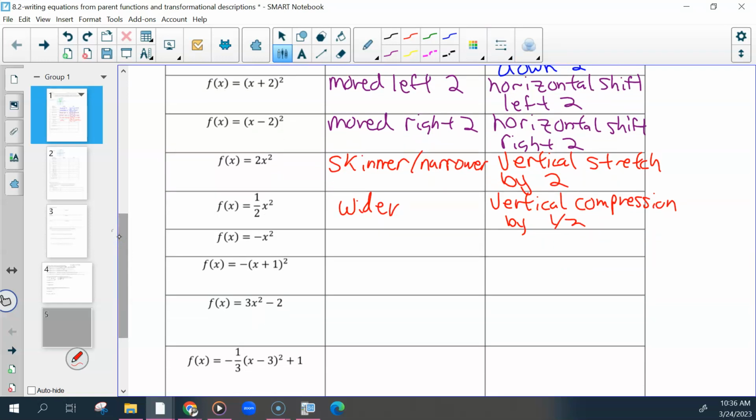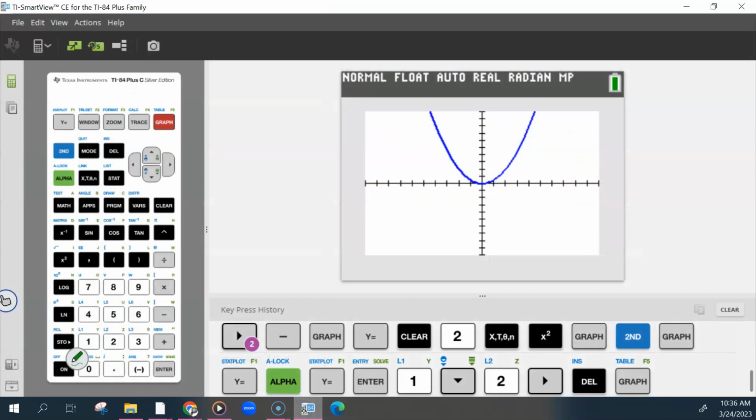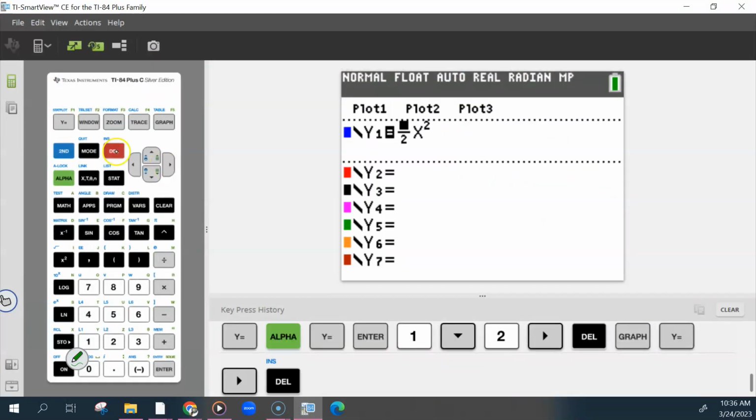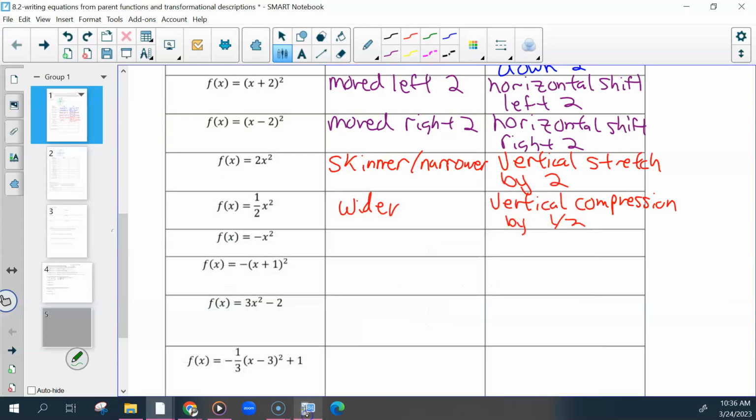Put in the next one, and let's see what happens there. Flips upside down. So the rule for that is a vertical reflection. It was up here, now it's down here, so it vertically reflected, or reflected over the x-axis.